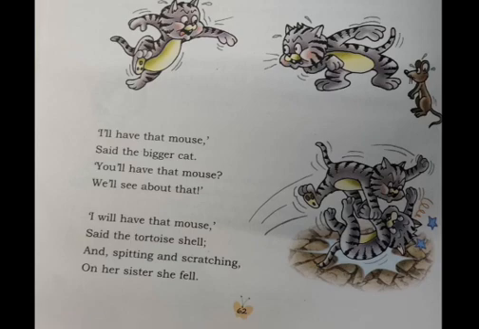"I'll have that mouse," said the tortoise shell, and spitting and scratching on her sister, she fell. The tortoise shell cat said that "I will have that mouse," and in anger she started spitting and scratching her sister. Scratching means she started rubbing the skin of her sister with the nails, and finally she fell upon her sister.